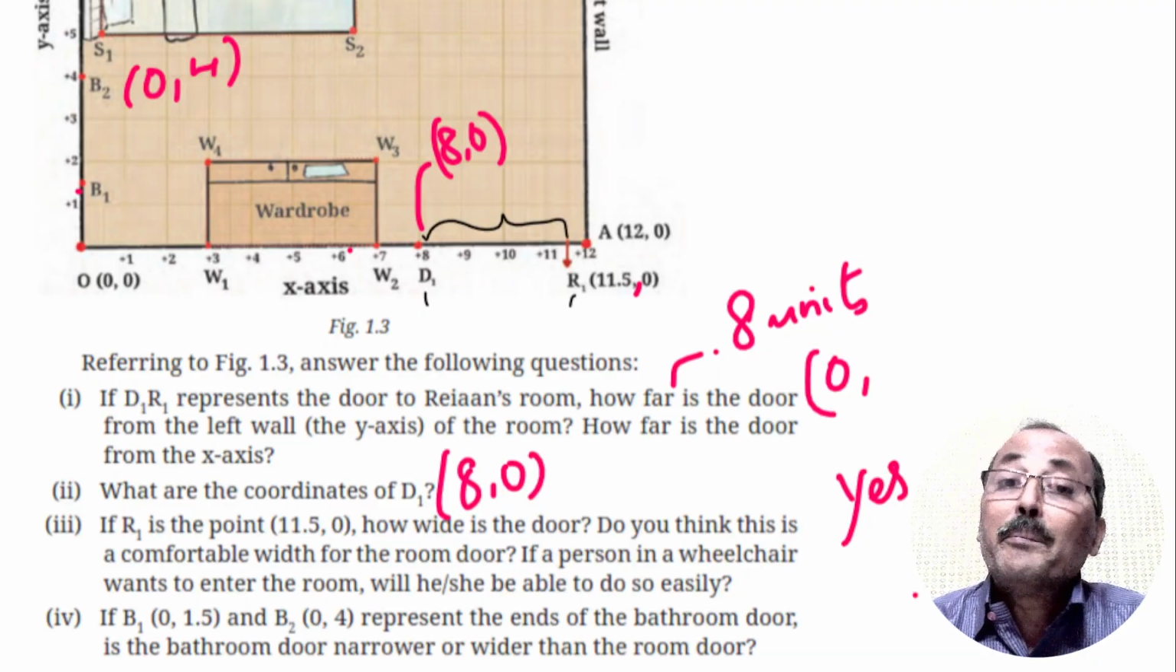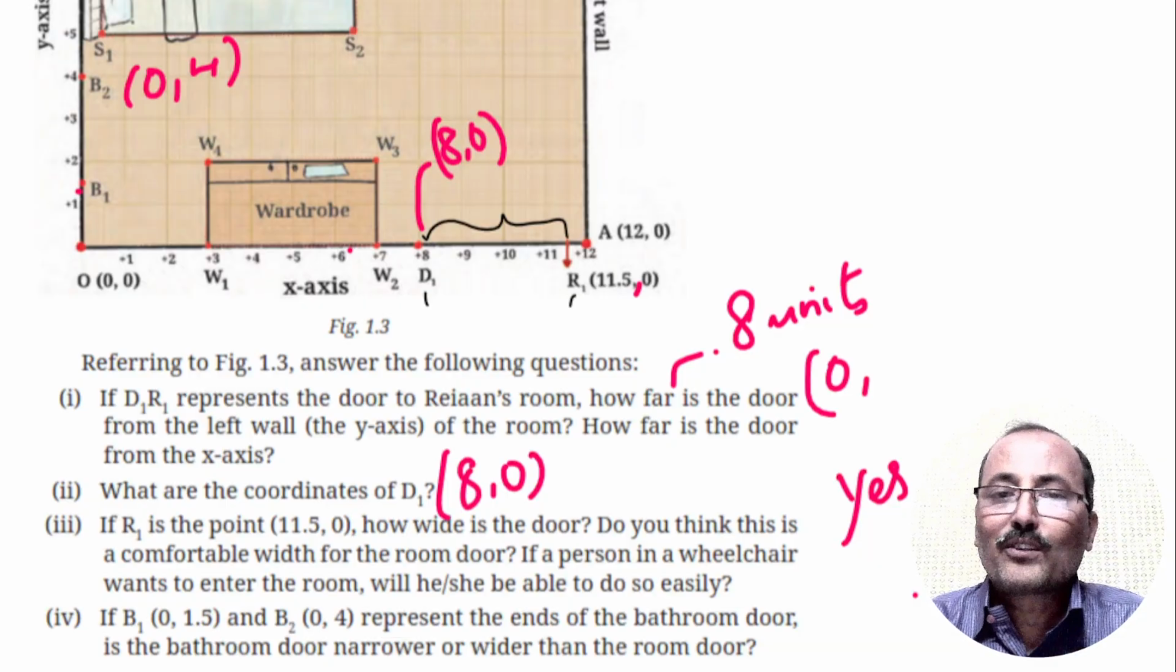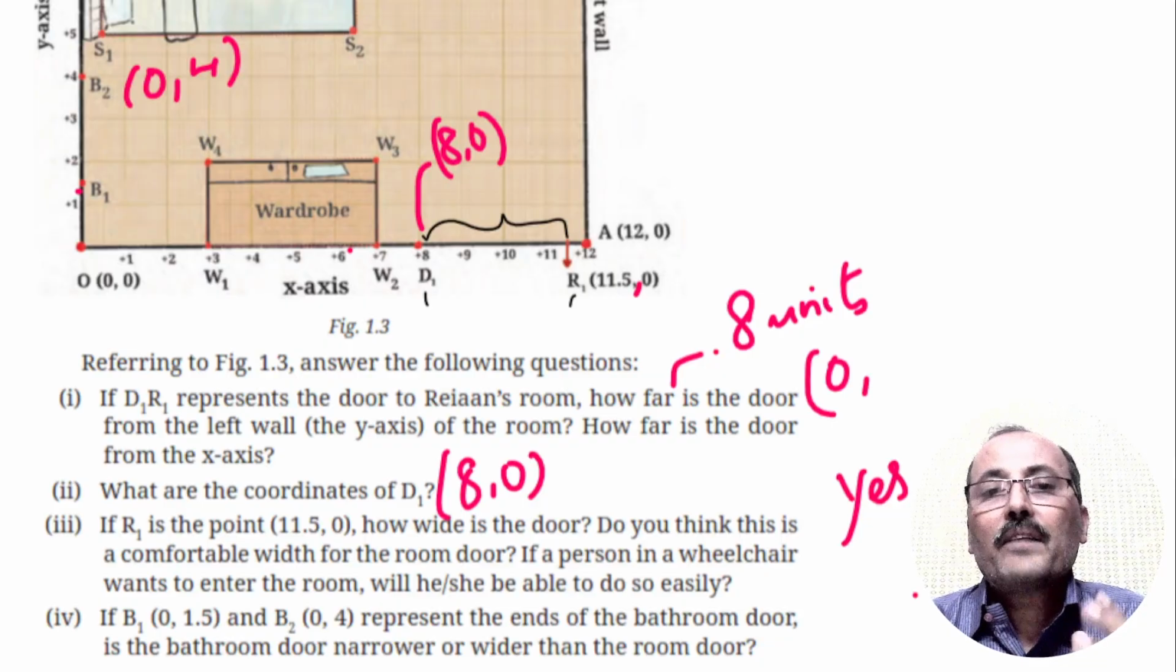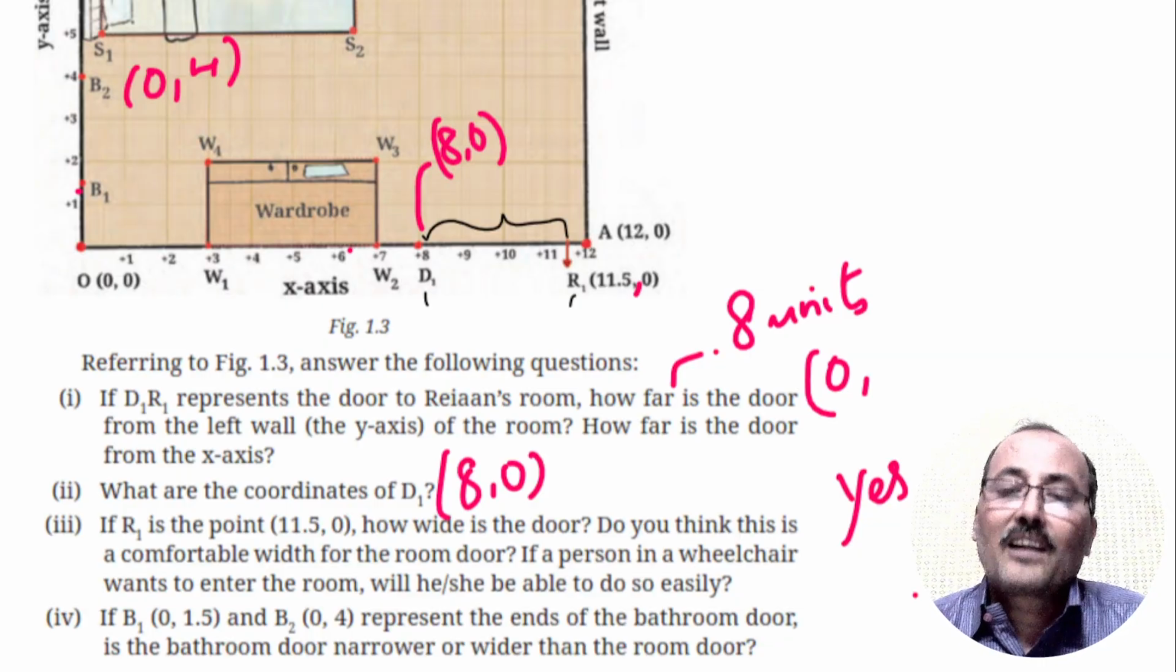If it were 3.5 meters, no. Sometimes your whole room itself will be only 3.5 meters in width. One meter is nearly 3 feet, so 3.5 meters means 10 to 11 feet, which is one big room size. No, it is not possible. So it is not meters, it is feet only. Do you think this is a comfortable width for a room door? Yes, it is comfortable. We can enter, go and come back. It is comfortable.